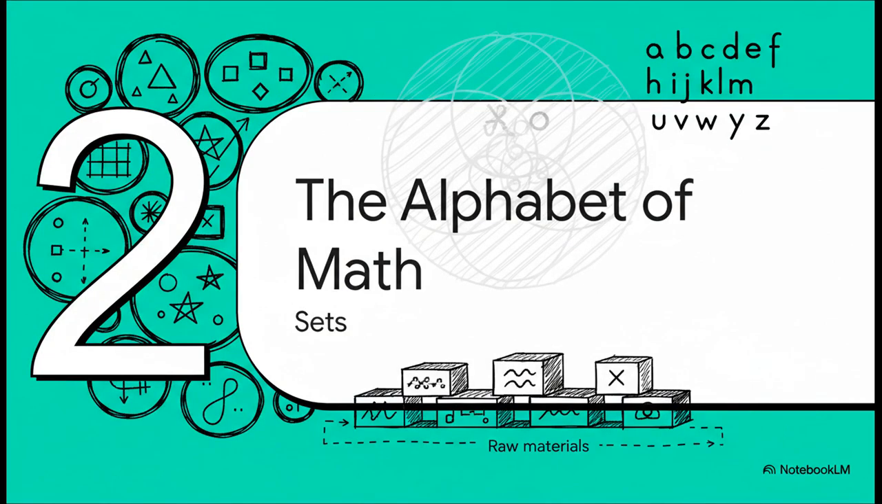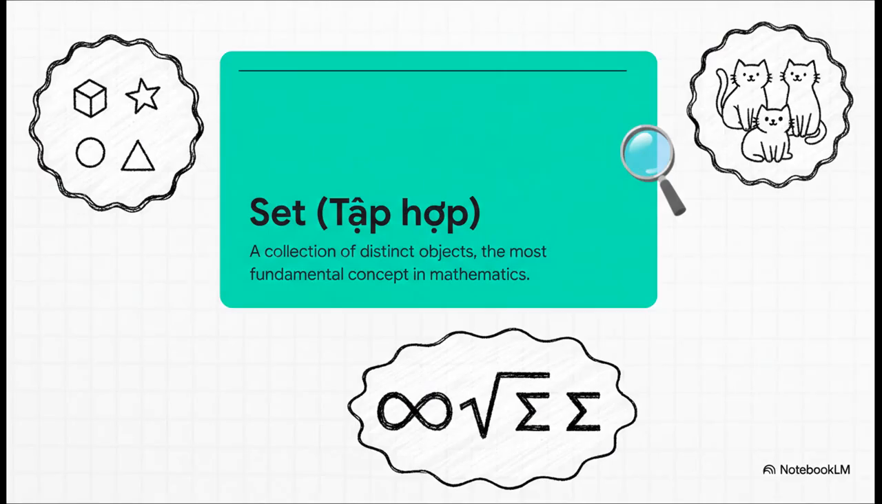Okay, so first things first, we need our raw materials. And in the world of mathematics, the most basic material, the very alphabet we use to write every single equation and every proof, is the idea of a set. And what's so cool about this is how beautifully simple it is. A set, or taphap as our source text calls it, is really just a collection of distinct things. That's it. It could be a set of numbers, a set of letters, even a set of cats. And believe it or not, this super simple idea, it's the starting block for, well, for everything.